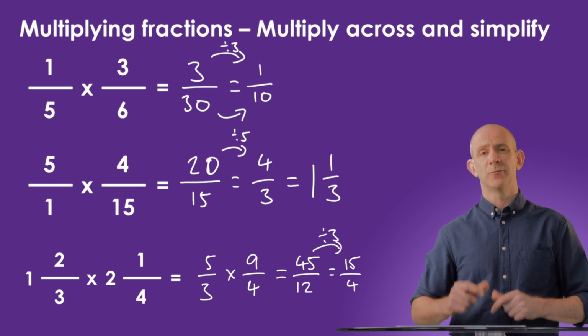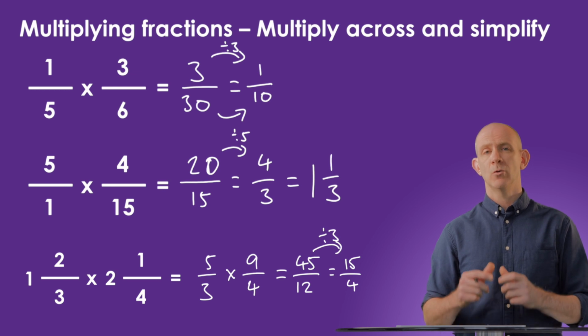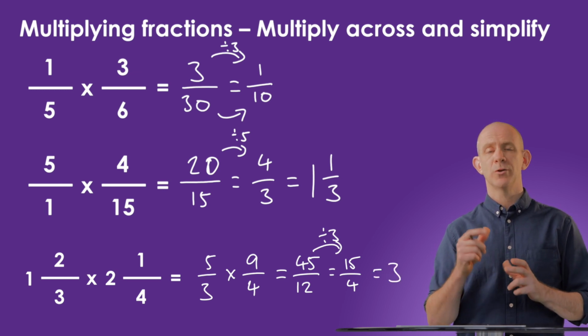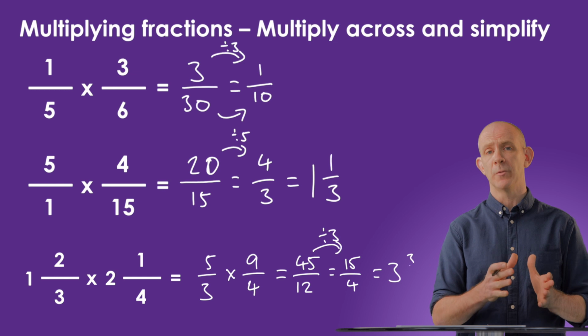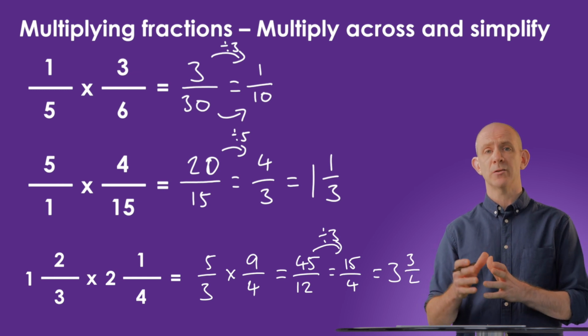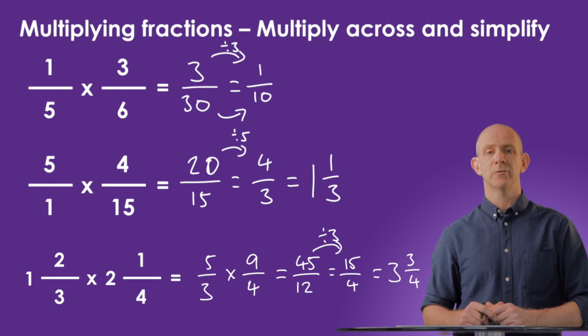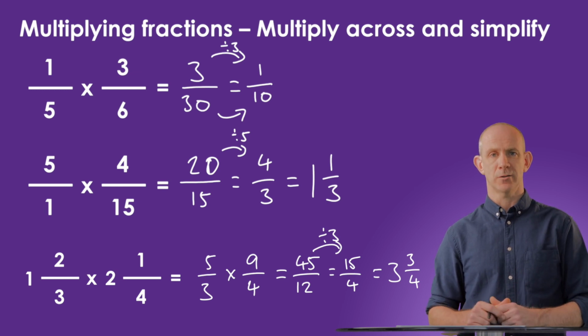So how many times will 4 go into 15? It'll go in 3 times with 3 left over. So 3 is our whole number, and then that 3, the remainder, goes over the original denominator of 4. So we have 3 and 3/4 as your final answer.